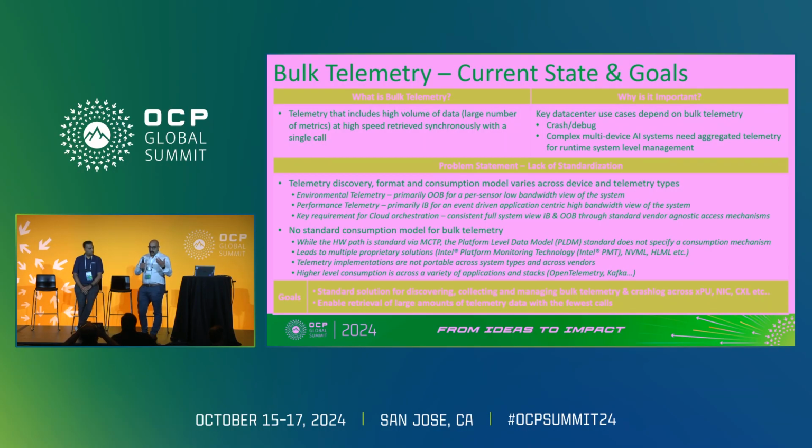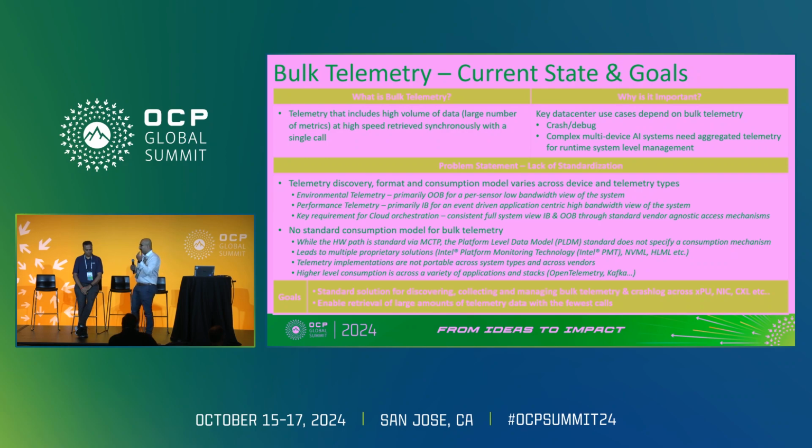Okay, so where does it stand from a current state perspective, and what is the problem statement? The telemetry discovery, format, and consumption are very different. If you look at GPUs, CPUs, different vendors, et cetera, what is the telemetry you get? How do you interpret it? How do you analyze it? How do you use it? It is different.